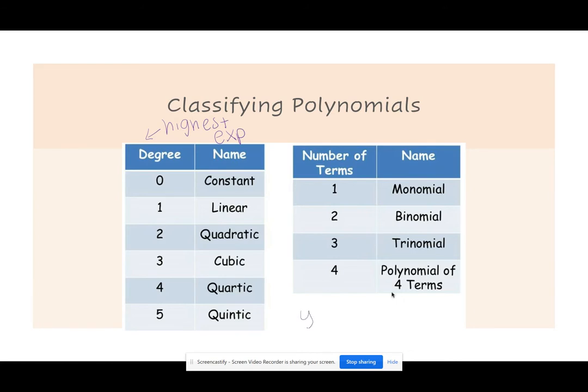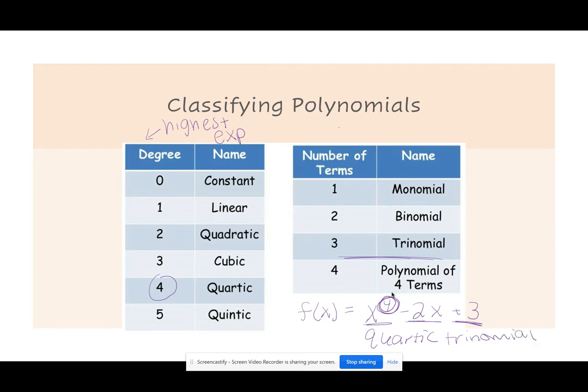So if we had like f of x equals x to the fourth minus 2x plus 3, first our highest exponent is 4. So it's going to be a quartic something. And then it has 1, 2, 3 terms. So the plus and minuses separate our terms. So we have 3 terms. So it would be a quartic trinomial.